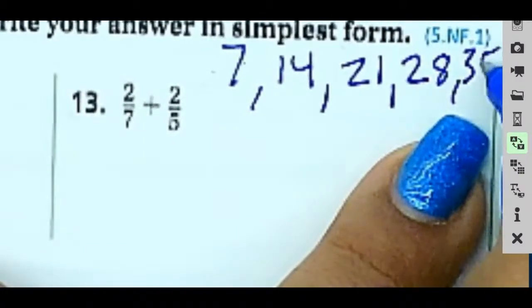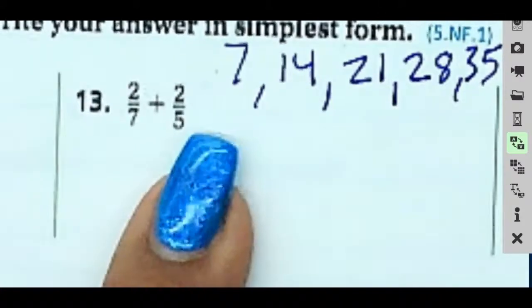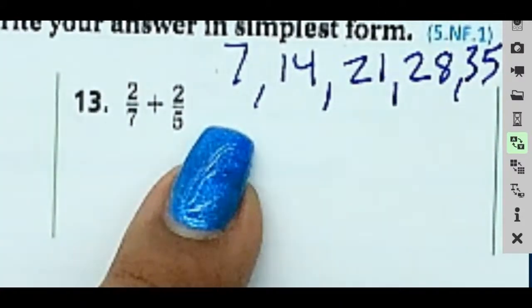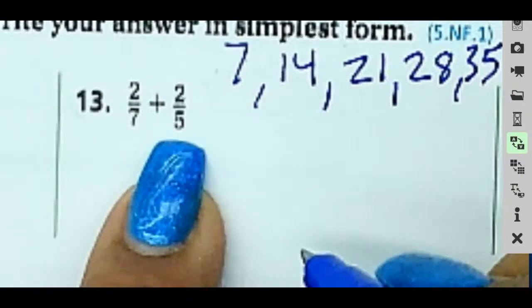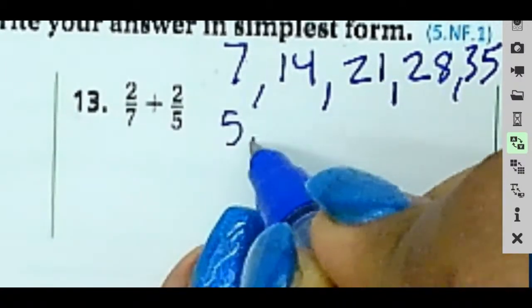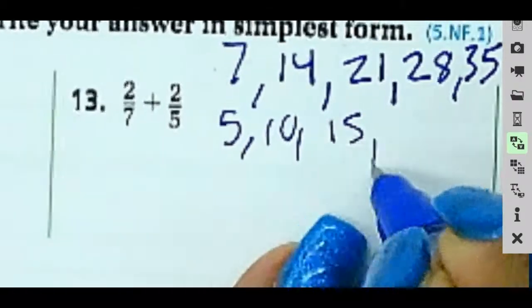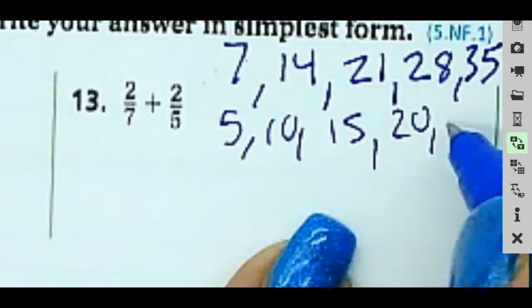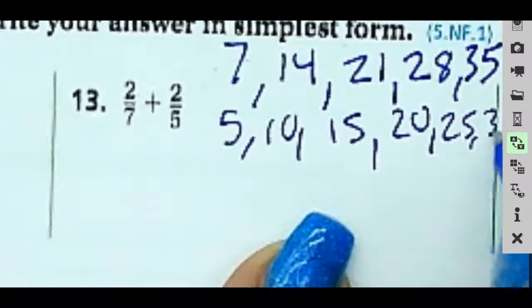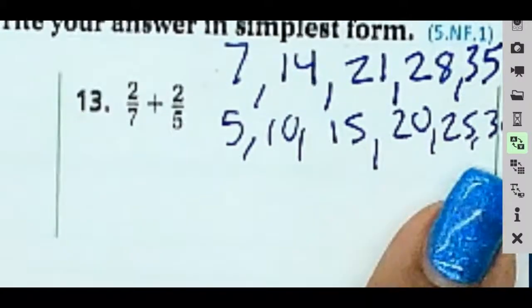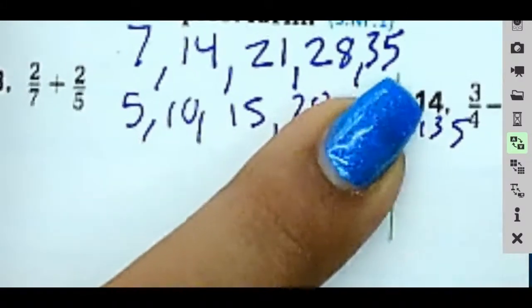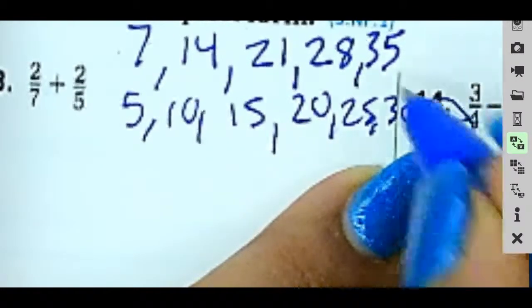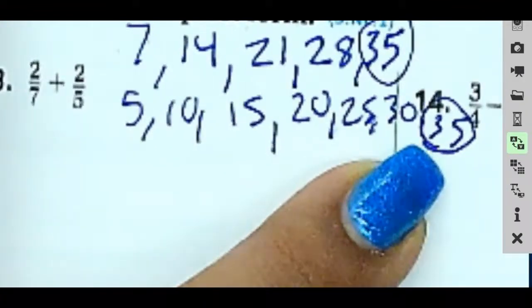I'm sorry, not 36, 35. Okay, well, I'm going to stop there and see if I have a common factor now. The other number will be 5, so I'm going to write the multiples: 5, 10, 15, 20, 25, 30, and 35. Oh my gosh, I didn't have enough space. But if you can see, 35 is my common denominator.